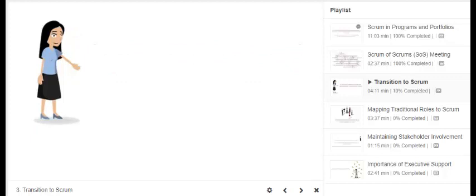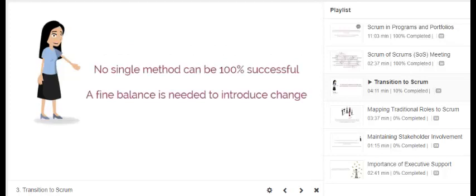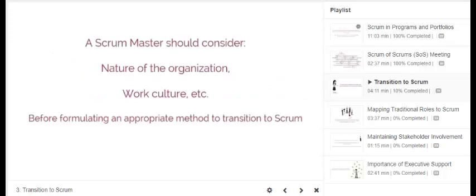It's clear from this discussion that no single method can be 100% successful. A fine balance is needed, probably a mix of different approaches to introduce change. A Scrum Master should consider the nature of the organization, its work culture, etc., before formulating an appropriate method to transition to Scrum.